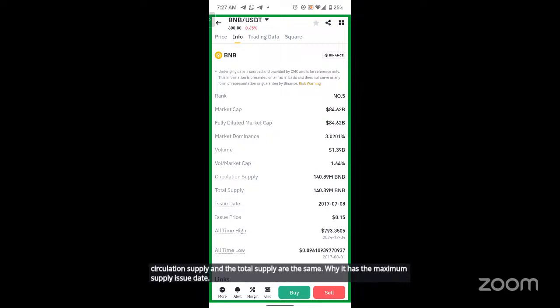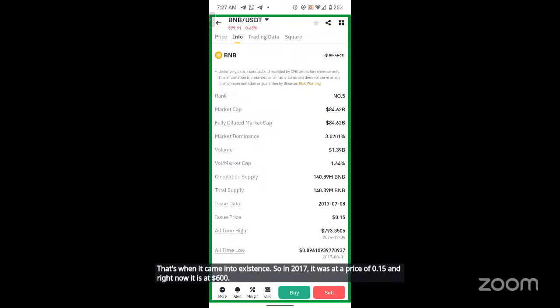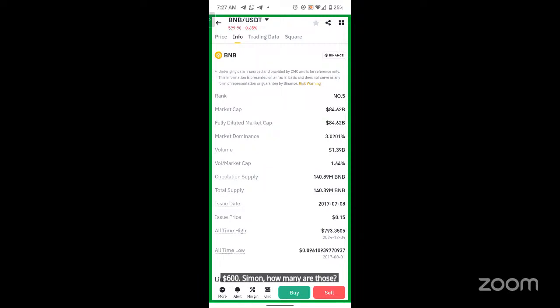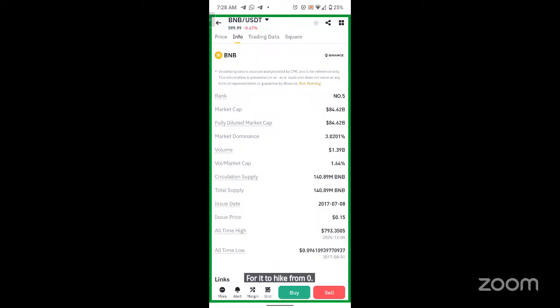Issue date: it was issued on the 8th of July 2017. Issue price: it came at a price of 0.15. That's when it came into existence. So in 2017 it was at a price of 0.15, and right now it is at $600. How many years are those? When you look at 2017 and subtract from 2025, you can see the range in between. For it to go from 0.15 to $600, and the all-time high is 793, I think that was during the halving, and the all-time low is 0.096. It also gives you that date. All right, so this is the token economics.